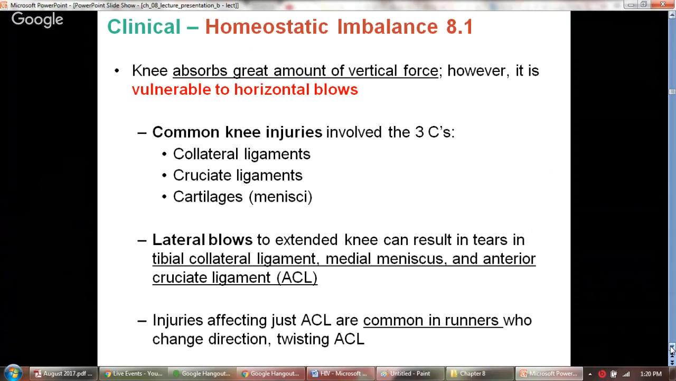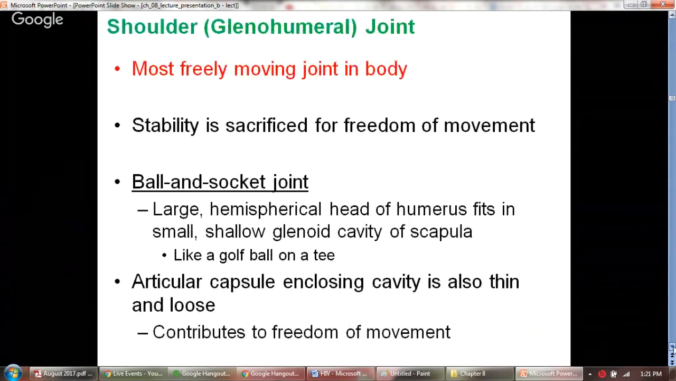And injuries affecting the anterior cruciate ligament are common in runners who change directions and twist, and they can have twisting anterior cruciate ligament tears.